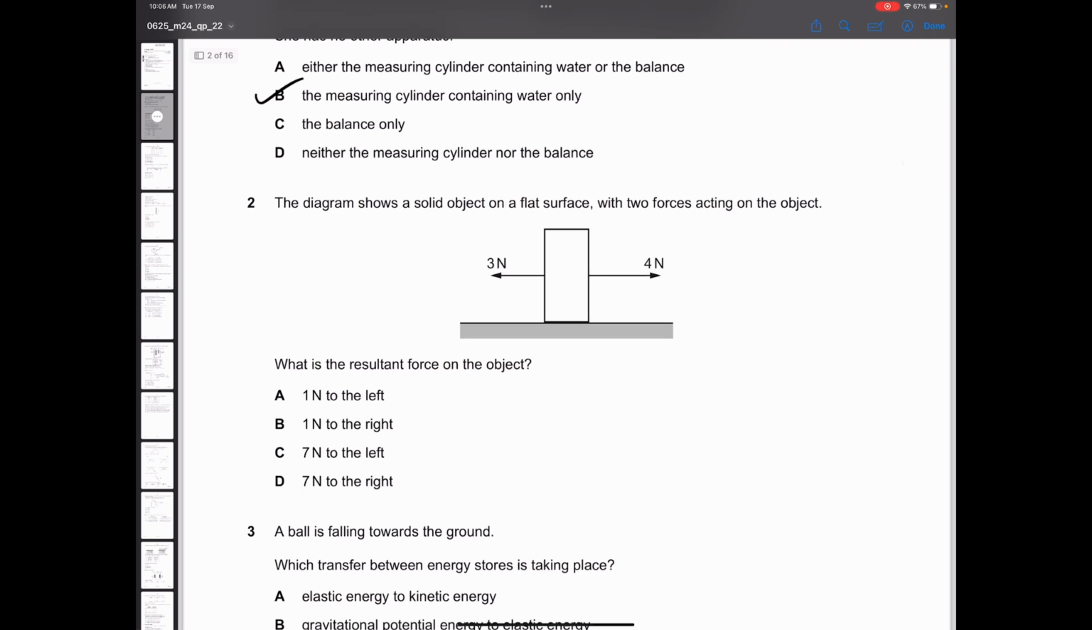Question number 2. The diagram shows a solid object on a flat surface with two forces acting on it. They're simply asking what is the resultant force. Here it is 4 Newton, here it is 3 Newton. So the resultant force will be 1 Newton towards the right. So the correct answer is option B, 1 Newton towards the right.